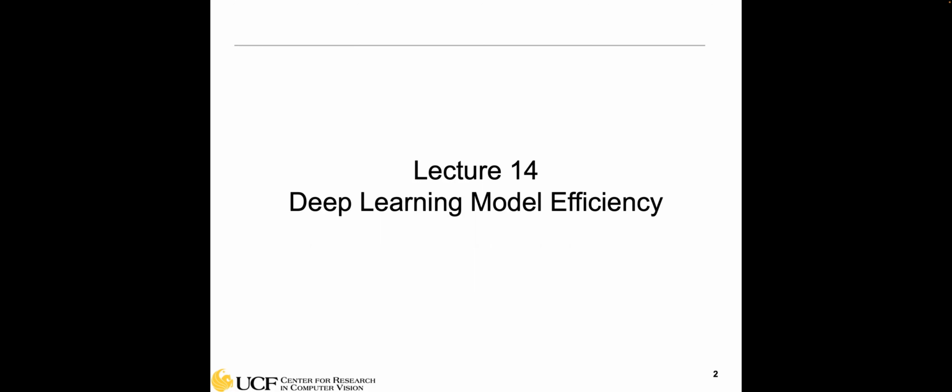Okay. So for today's lecture, we'll talk about deep learning model efficiency, which is a very important aspect for a lot of real world applications, and certainly for medical imaging as well.